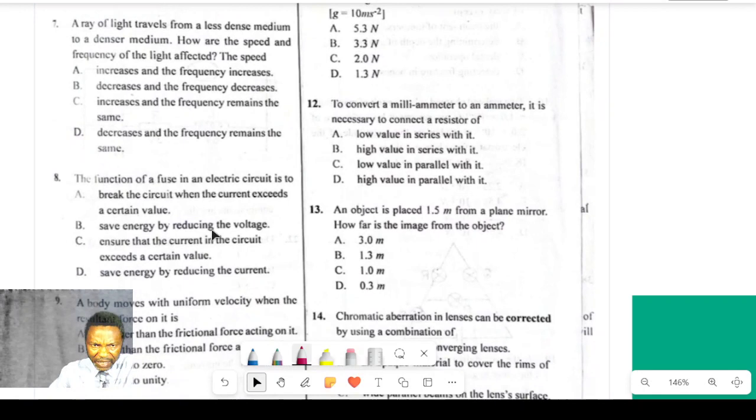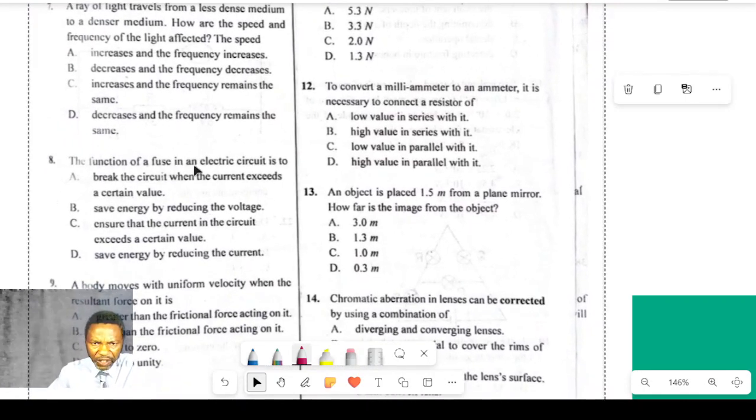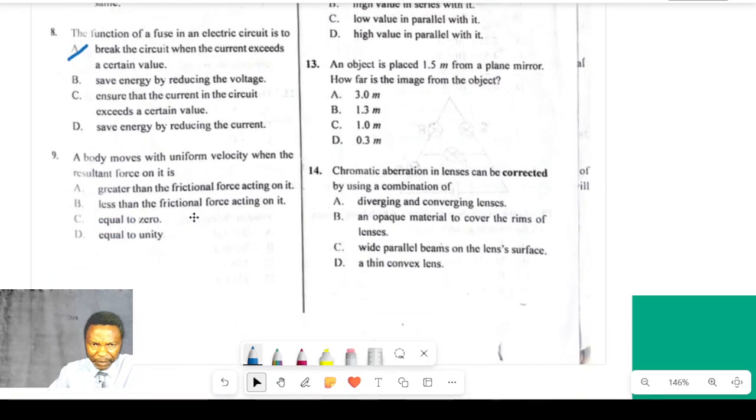Question number 8. The function of a fuse in an electric circuit is what? To break the circuit. So the function of the fuse is to break the circuit when current exceeds a certain value to protect the gadget.